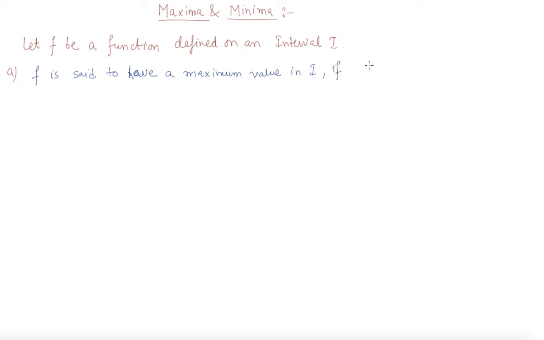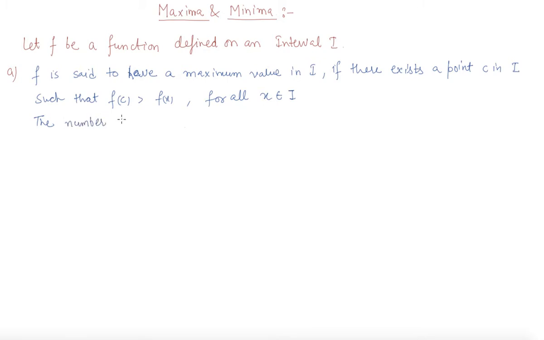if there exists a point C in I such that f(c) is greater than f(x). Means at C the value of the function is maximum. The number f(c) is called the maximum value of f in I.